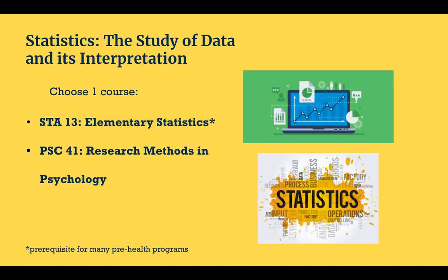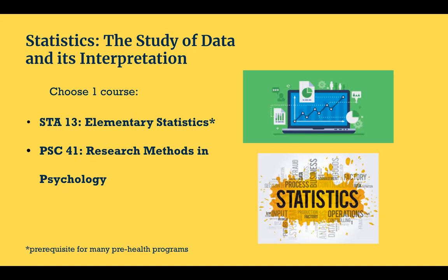The last subject is statistics, and this course will help you when you take upper division research methods in human development, or HDE 120. For this subject, only one class is necessary to fulfill the requirement. The first option is Stats 13, titled Elementary Statistics. If you are pre health, Stats 13 is also often a prerequisite, so you might want to lean toward taking this course.